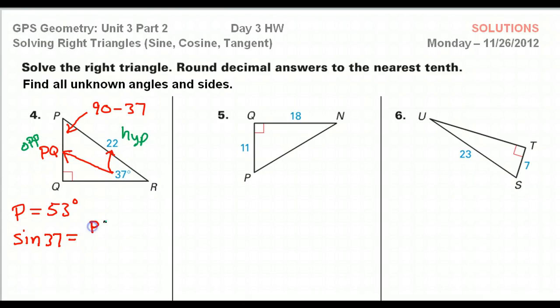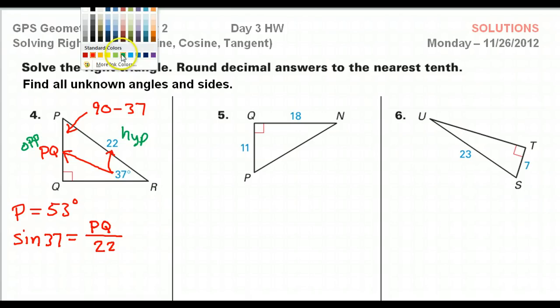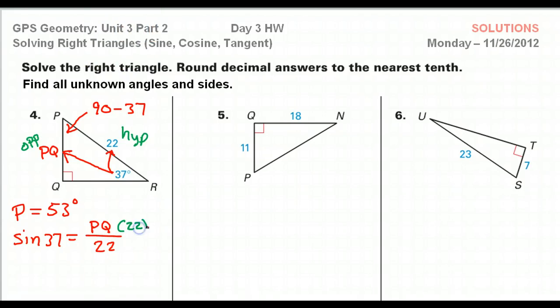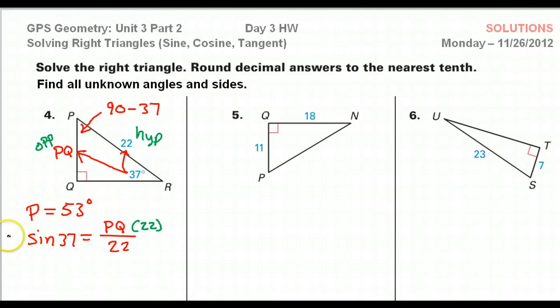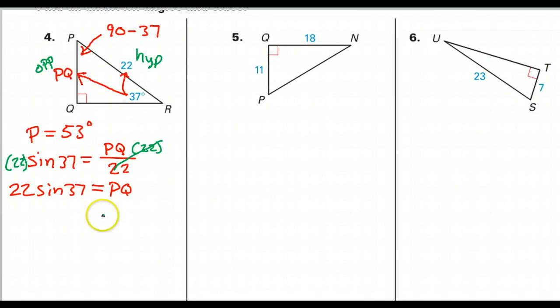So that'll be PQ over 22. Of course, if I want to solve this, I'll just multiply both sides by 22. These 22s will cancel each other out. So that just gives me 22 sine 37 is equal to PQ. And that will just go nicely into the calculator.